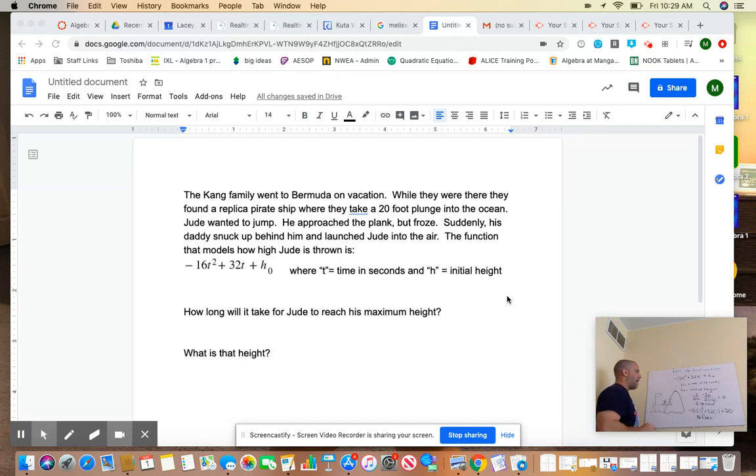So here's what we have. Daddy launches Jude into the air. He's screaming. He gets to this point in 1 second, and he's 36 feet above the ground. That's a good throw by his daddy. That's a 16-foot throw. And then that's when he reaches the max point, in which case gravity plunges him into the water.